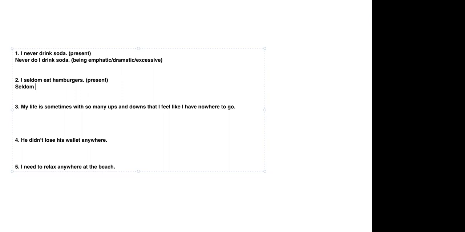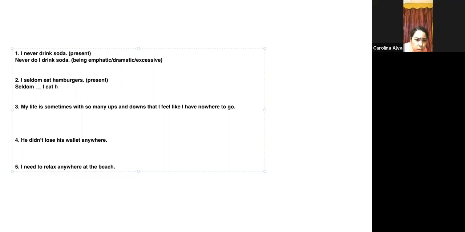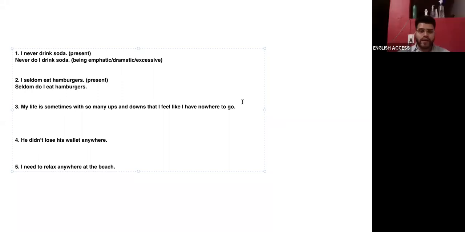Seldom what? Well, you could use the same as the first one. Seldom do I eat hamburgers. Exactly. Seldom do I eat hamburgers.